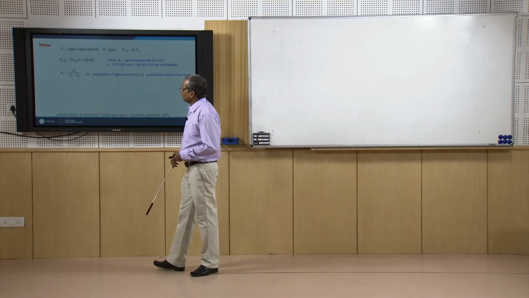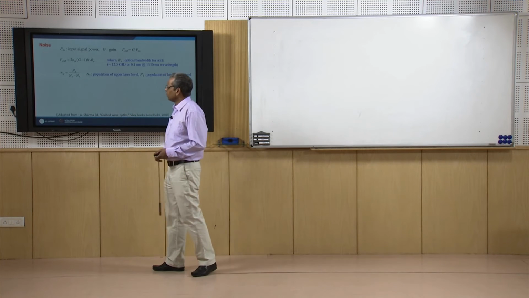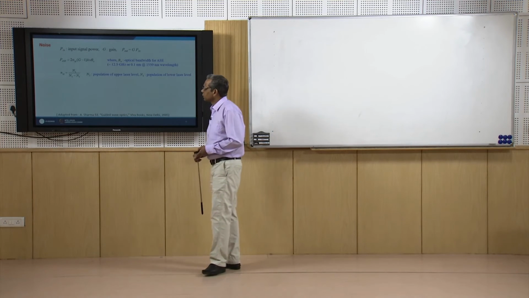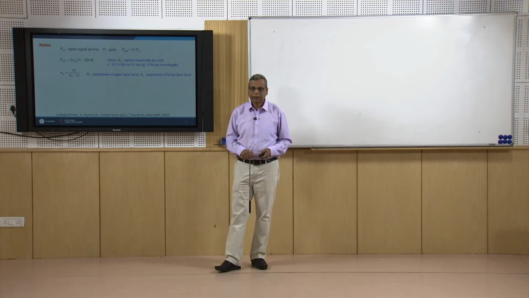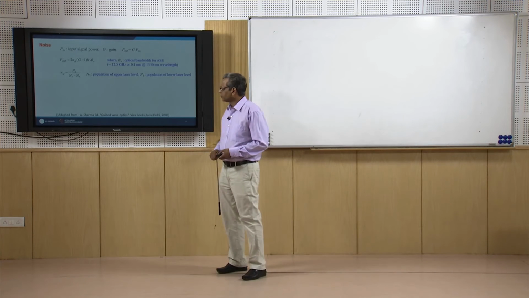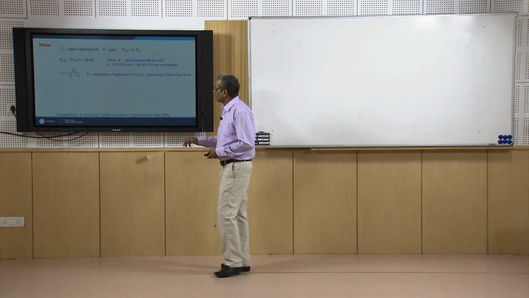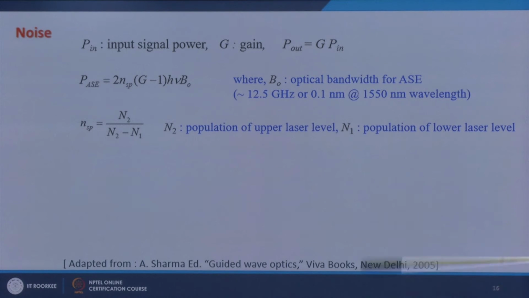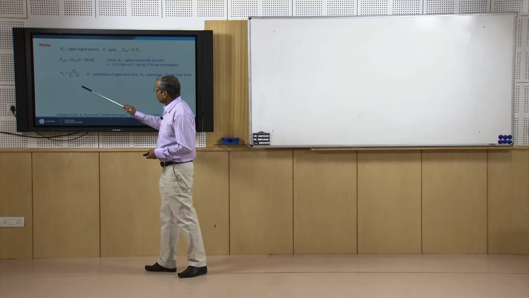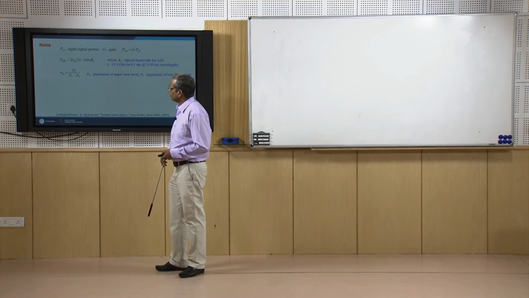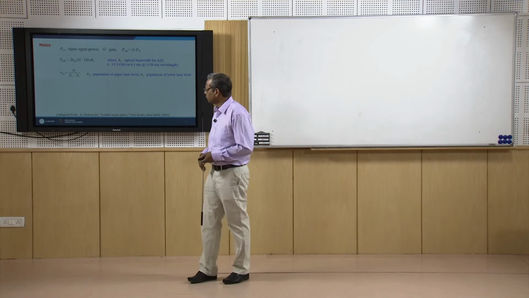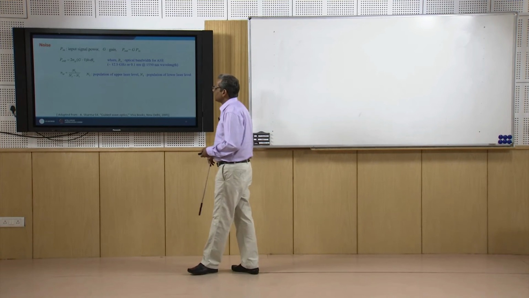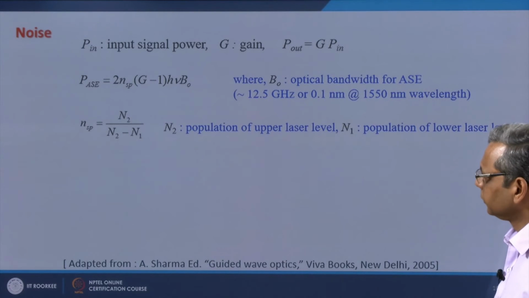NSP is given by N2 over N2 minus N1, which gives the inversion factor, and tells you how much inversion has taken place in the system, where N2 is the population of the upper laser level and N1 is the population of the lower laser level. So, you can see that if N1 is equal to 0, then NSP is 1, so there is complete inversion. However, if N2 is equal to 0, then there is no inversion.